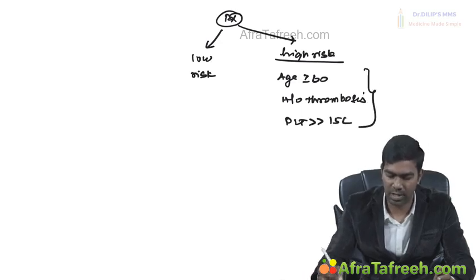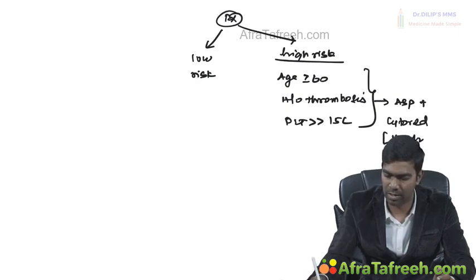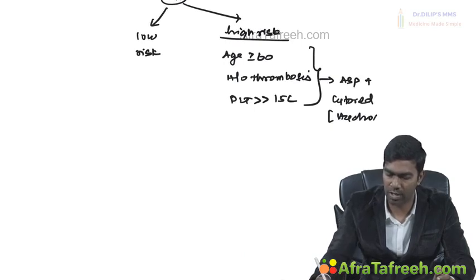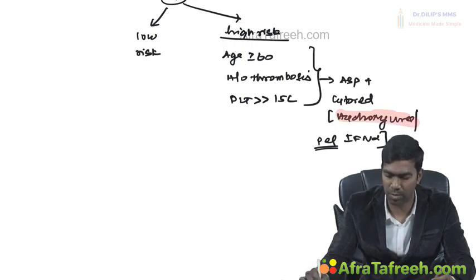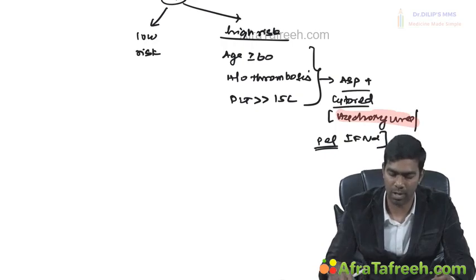So if these are there, I'm going to use aspirin plus cytoreduction. Typical cytoreduction drug I'm going to use is hydroxyurea. That's it, nothing else. Or you can use interferon alpha. Here ruxolitinib will not be that effective. I can use pegylated interferon alpha if the patient is a pregnant woman or maybe a very young patient. Otherwise I'm going to prefer only hydroxyurea. Very important, along with aspirin, cytoreduction has to be done.